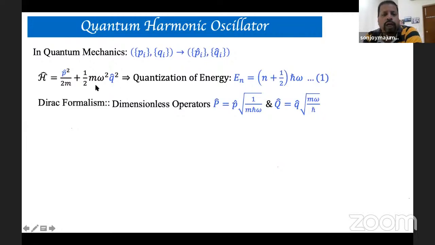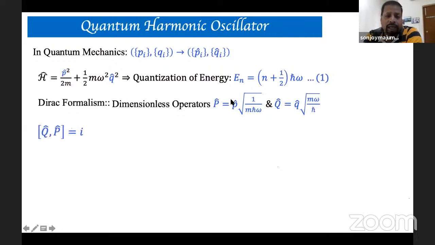Here, if you use the Dirac formalism, we can make this Hamiltonian a dimensionless operator with a capital P and capital Q, where you see that the square root of ħ by mω is on the length scale. So if you just divide that Q by the square root of ħ by mω, what we'll get is the dimensionless quantity. Similarly, we'll get the dimensionless quantity P.